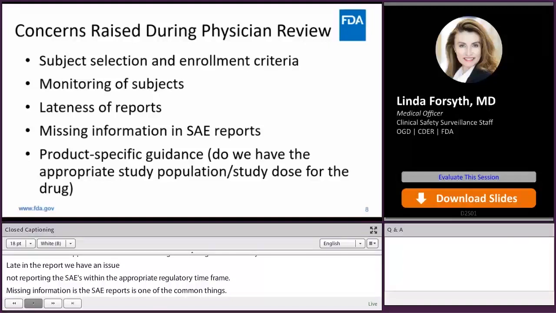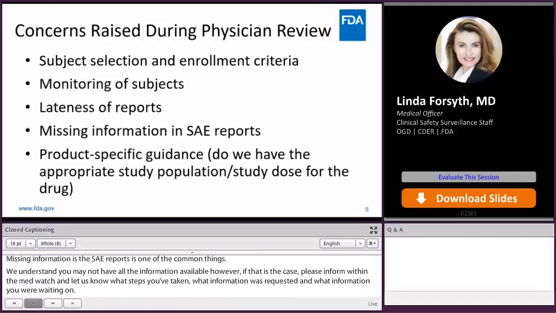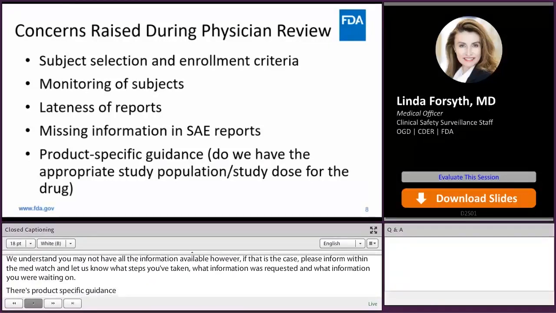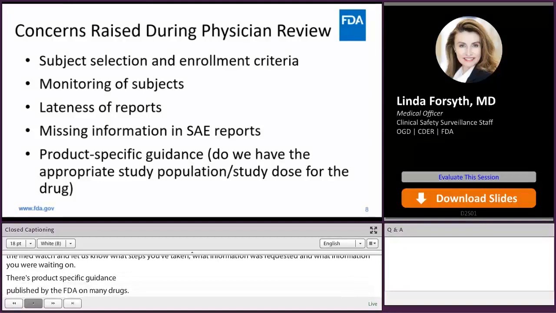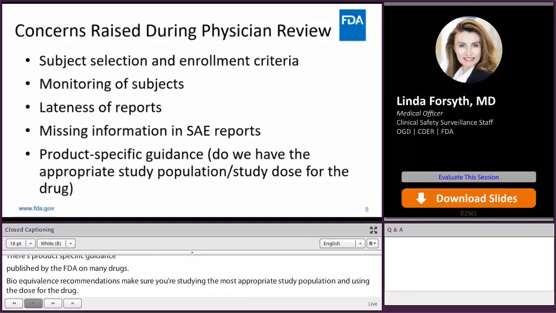There's product-specific guidance published by the FDA on many drugs. The bioequivalence recommendations include information to assure you are studying the most appropriate study population and using the appropriate study dose for the drug. We want to work together with you to ensure we do have the most appropriate population, for example, whether the drug should be studied in healthy volunteers or in patients, and whether this dose is appropriate. So we are always open to dialogue.